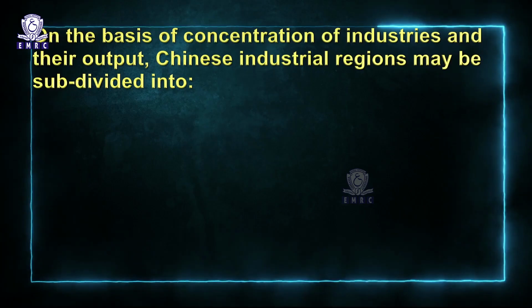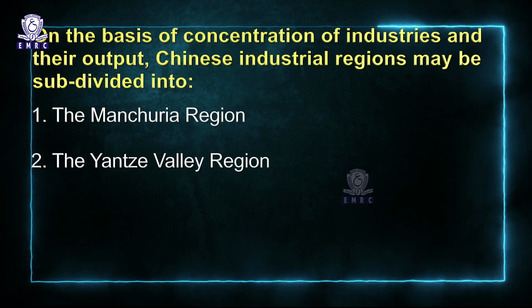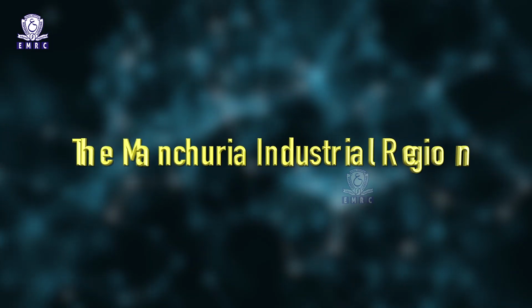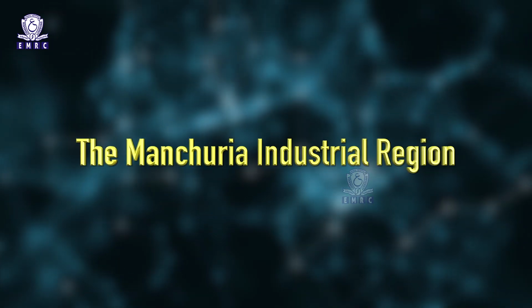On the basis of the concentration of industries and their output, the Chinese industrial region may be subdivided into five regions: the first one is the Manchurian region, the second is the Yangtze Valley region, the third is North China, the fourth is the South China region, and the fifth is other regions. So let me explain to you the Manchuria industrial region.